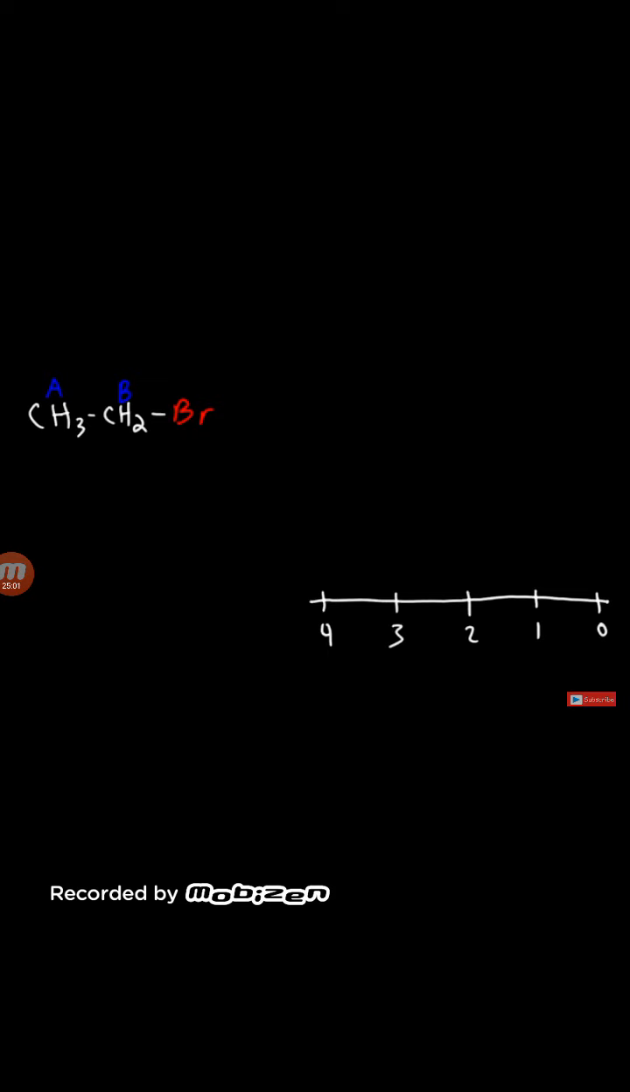What is the splitting pattern for those protons? What would you say? Would you say it's a singlet, doublet, triplet, quartet? Now there's something called the N+1 rule.